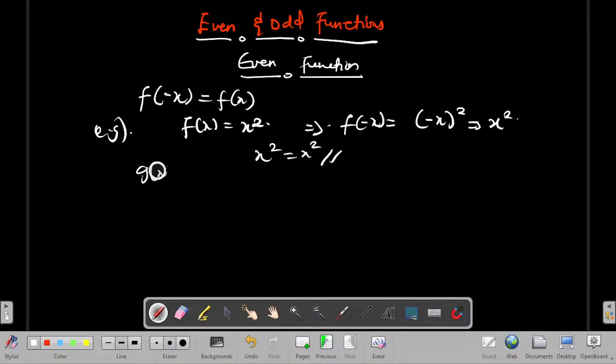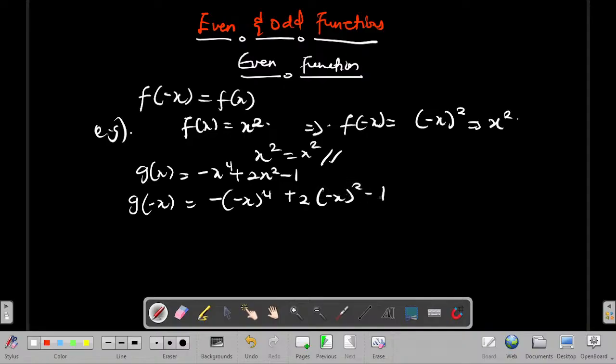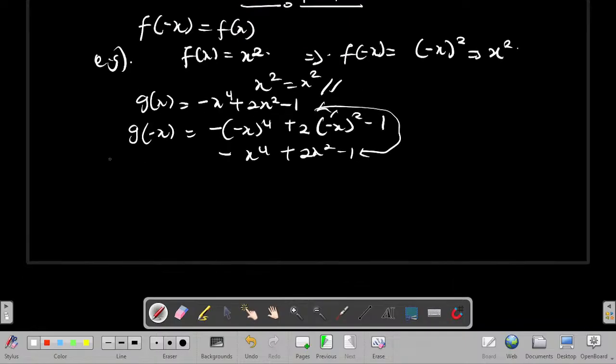A function like g of x is equal to negative x to the power 4 plus 2x squared minus 1. How do you know this is an even function? Simply find your g of negative x, and that would be negative of the expression negative x to the power 4 plus 2 multiplying negative x all squared minus 1. This gives negative, you know this will be positive, right? x to the power 4 plus 2, this will also be positive, x squared minus 1. And this is the same as what we have here. Therefore, our function is even. Let's see another beautiful even function.